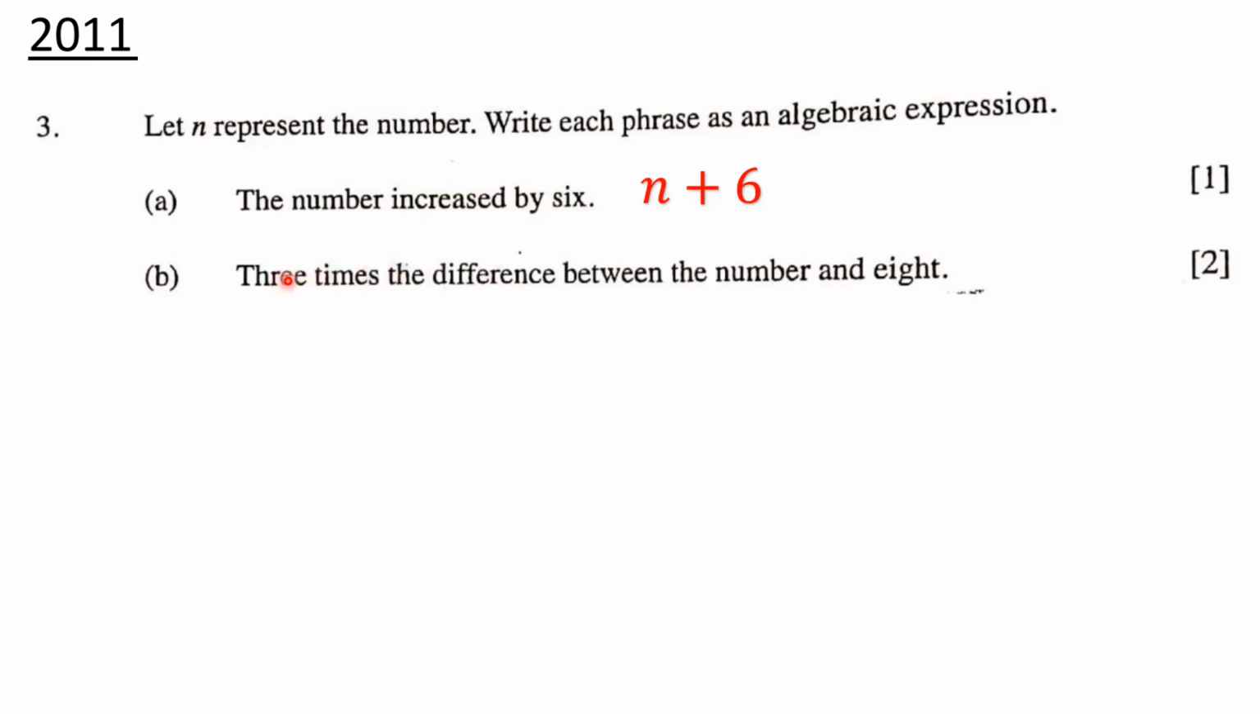Now this one says 3 times, that's multiplication. 3 times the difference, that's subtraction, between the number and 8. So 3 times, and when you see them adjacent to each other or close to each other just like that, that means multiplication. So 3 times the number minus 8. So the difference between the number and 8, so n minus 8. All right, the brackets are very important now.